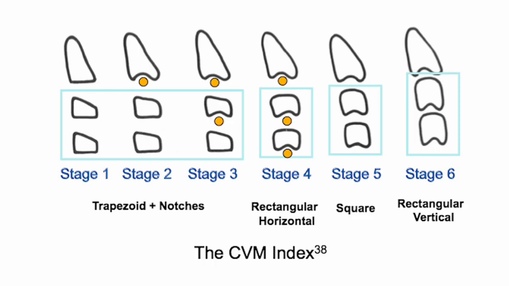And then stage 4 is defined by all 3 vertebrae having a curved inferior border, and both of C3 and C4 are going to be rectangular horizontal in shape. Stage 5, you're transitioning to square in C3 and C4, but one of them is allowed to be rectangular horizontal. And stage 6, in C3 and C4, you're transitioning to rectangular vertical, but one is allowed to still be square.